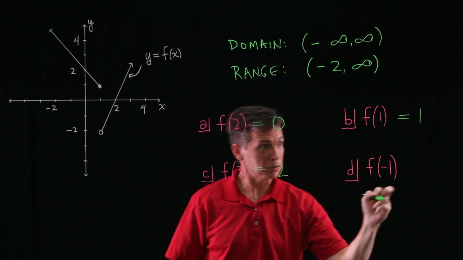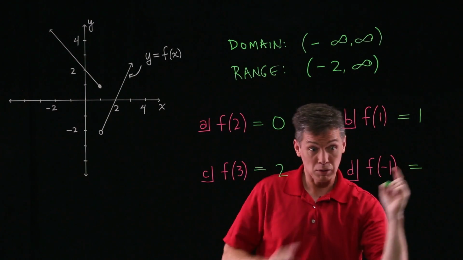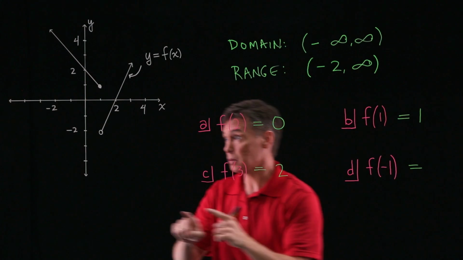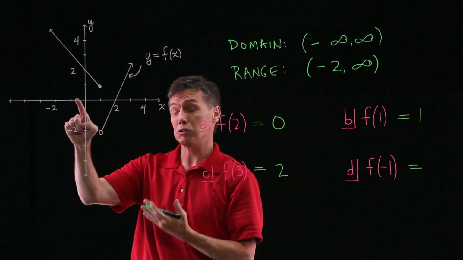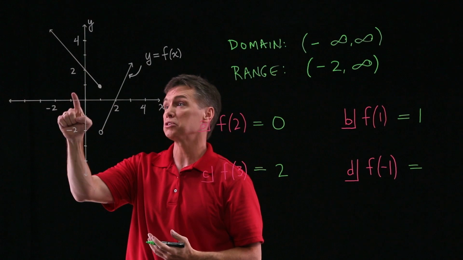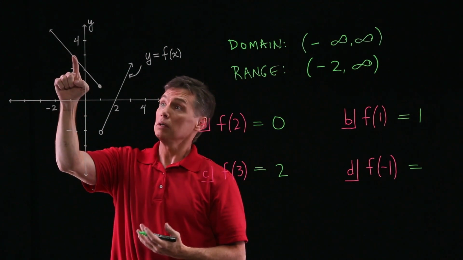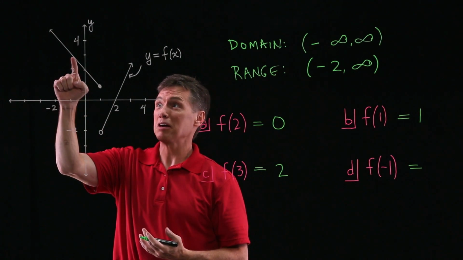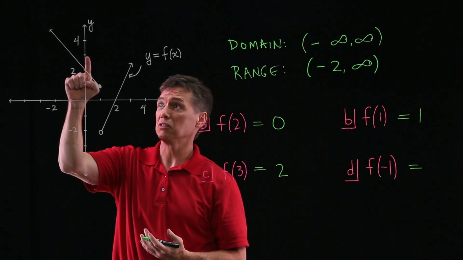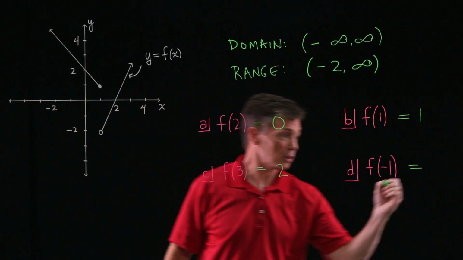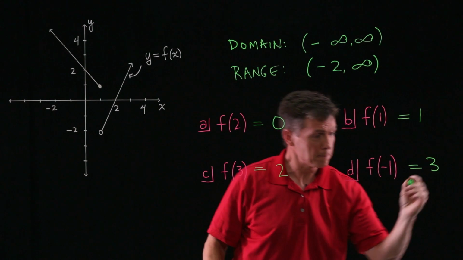Finally, f of negative 1. I go to negative 1 as an x value. The real question though is where's your y value? Where's the graph? So it looks like I got to go up, up, up. Again, I'm eyeballing it, but I think my graph looks pretty good to suggest that it's a y value of 3. So answer of 3, and you're done.